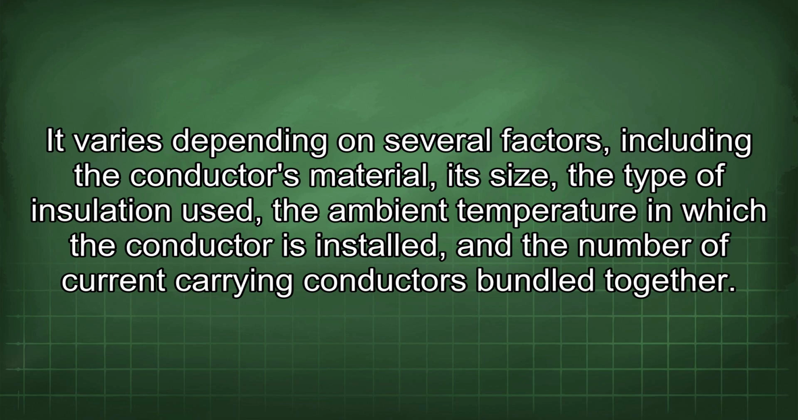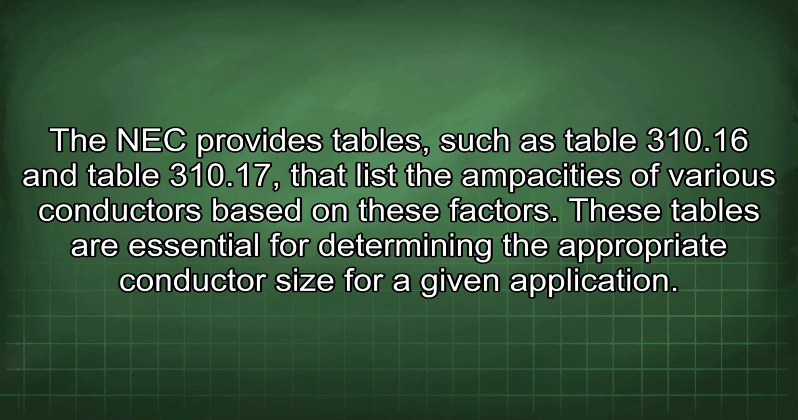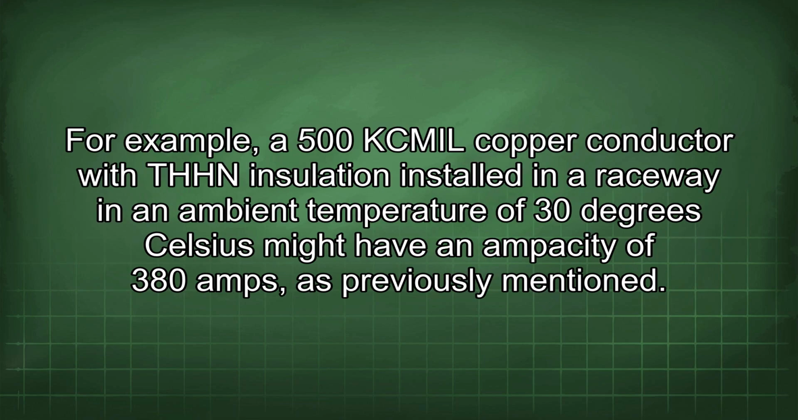in which the conductor is installed, and the number of current-carrying conductors bundled together. The NEC provides tables such as Table 310.16 and Table 310.17 that list the ampacities of various conductors based on these factors. These tables are essential for determining the appropriate conductor size for a given application. For example, a 500 kCmil copper conductor with THHN insulation installed in a raceway in an ambient temperature of 30 degrees Celsius might have an ampacity of 380 amps, as previously mentioned.